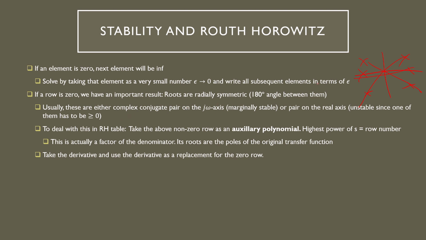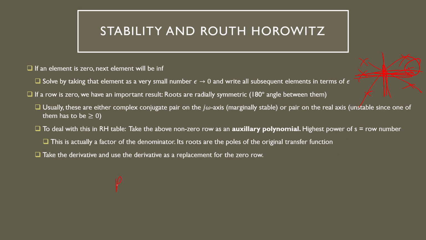Usually these are either this way or this way. They're either on the j omega axis, making the system marginally stable, or they're a pair on the real axis, which means they are unstable since one of them always has to be greater than or equal to 0. To deal with this, we take the non-zero row above it as an auxiliary polynomial, and the highest power of s becomes the row number.